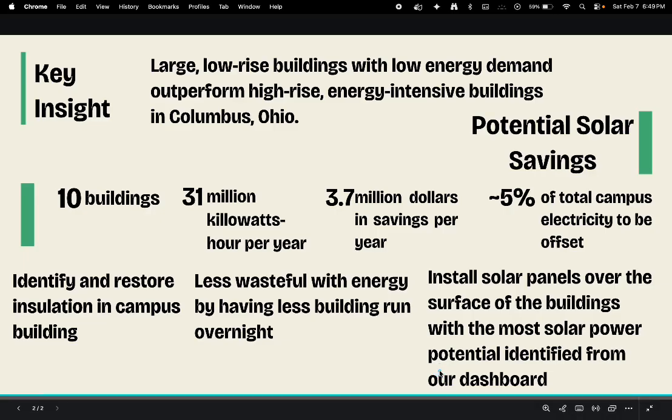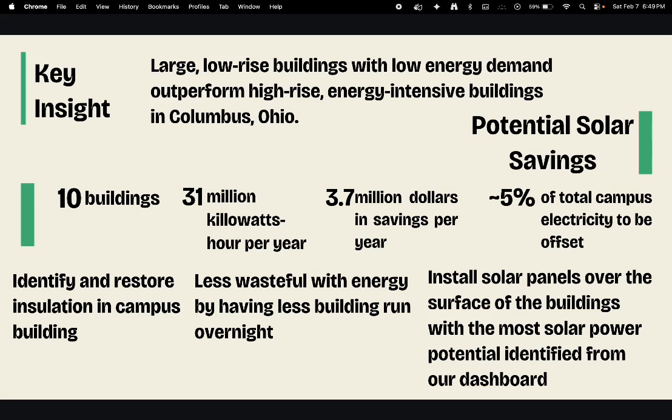At the end of the day, we realized that large, low-rise buildings with low energy demand outperform high-rise, energy-intensive buildings in Columbus, Ohio, in terms of solar power savings. As you can see, the 10 low-rise buildings save 31 million kilowatt hours per year, $3.7 million in savings per year, and a total of 5% electricity to be offset.